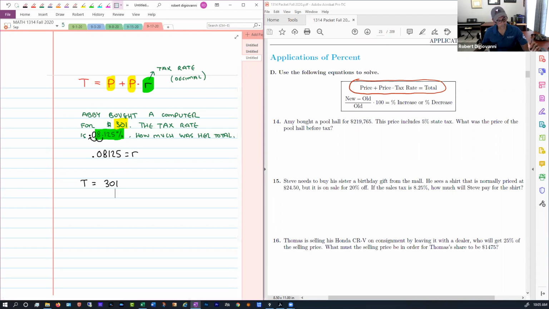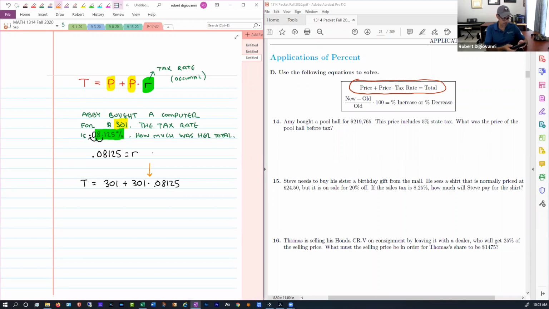301 plus 301 times 0.08125. Now remember order of operations. That's about the only thing that you can really mess up here: you've got to do the multiplication before you do that addition. So you don't add the 301s together, obviously. I hope that's obvious.